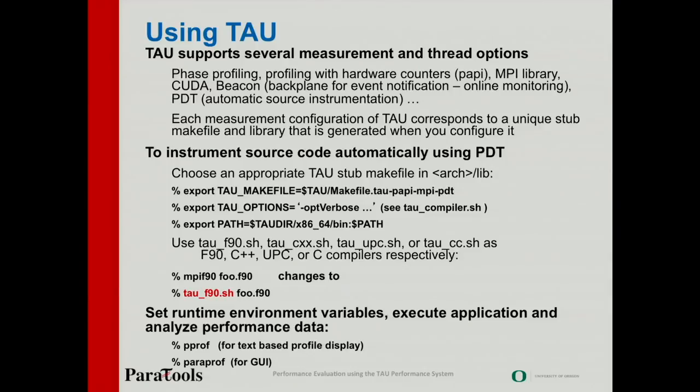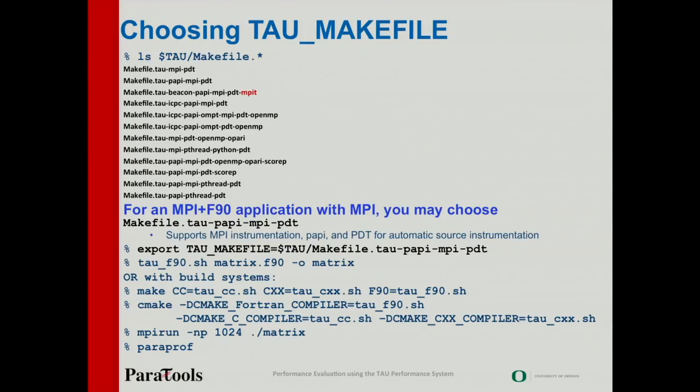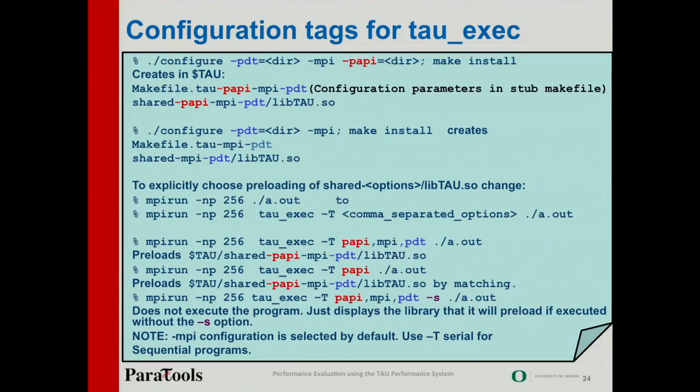It will create a binary that's instrumented at the routine level. It can also do instrumentation at the loop level. Then run it, and you will generate profile files. Here are examples of configurations of Tau, and you can also use the -T parameter to target that configuration. So if you configure it in a certain way, it creates a makefile and the libTAU.so that finally gets preloaded with tau_exec, and you can use these tags in tau_exec to target a given configuration.